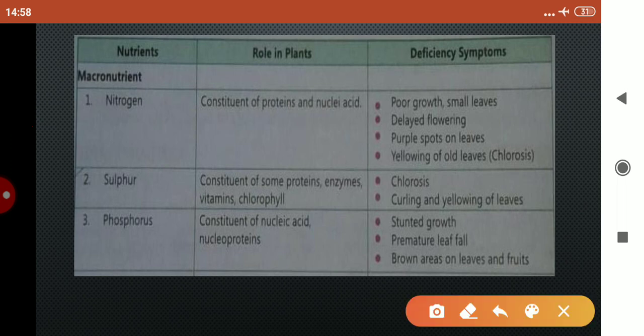So sulfur is an important constituent of some proteins, enzymes, vitamins and chlorophyll. Now the deficiency of sulfur causes chlorosis and curling and yellowing of leaves.